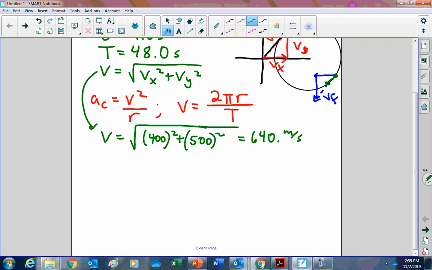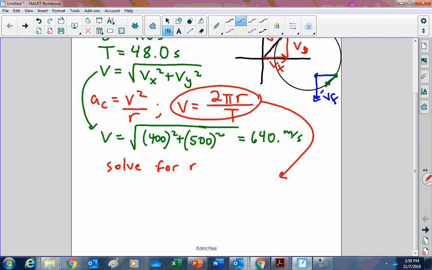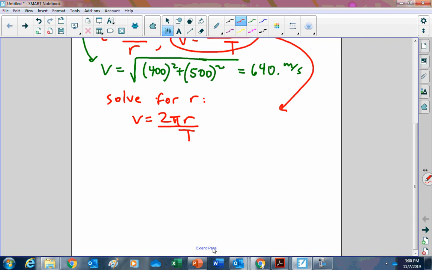Okay. We're looking for AC. Well, we don't know R, but let's solve this one for R. So if I do that, I'm going to move t to the other side and then divide both sides by 2 pi.